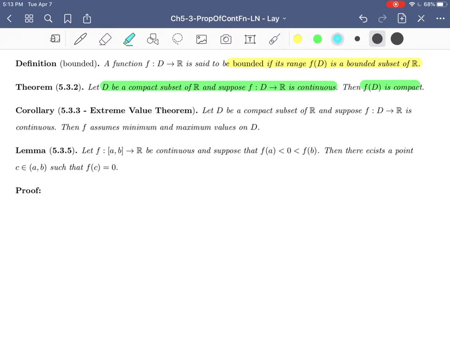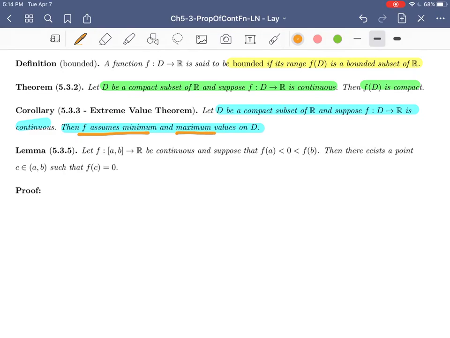Our extreme value theorem is a corollary to this. If D is a compact subset of the real numbers, and f is continuous, then because of the compactness of its range, that function has to assume both a minimum and a maximum value on D.